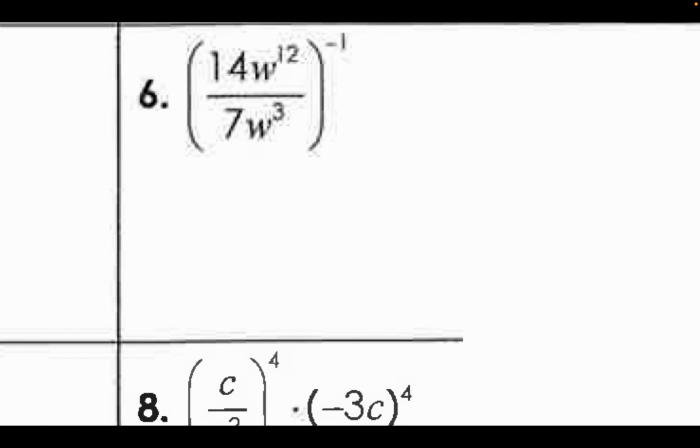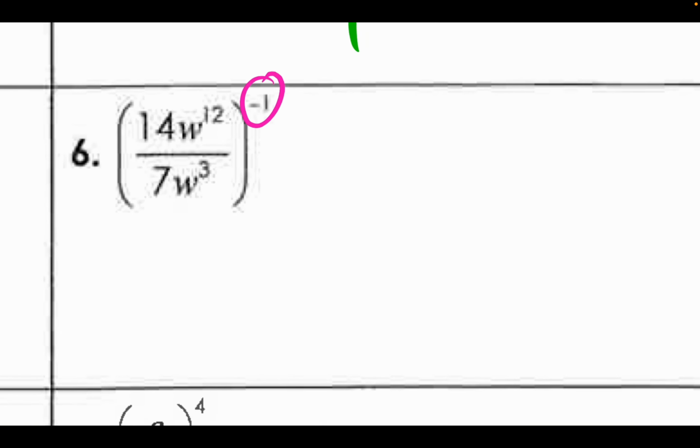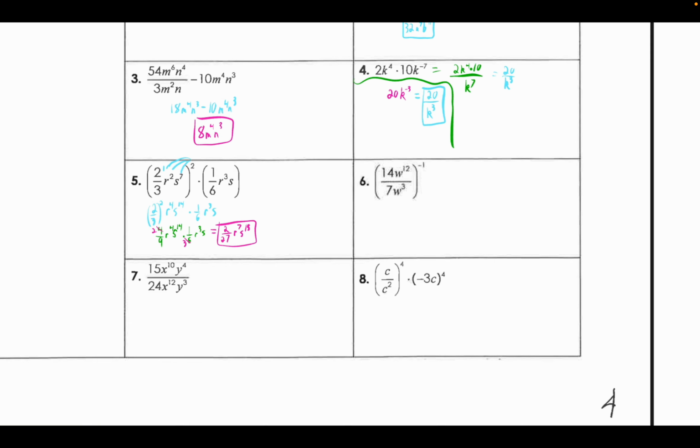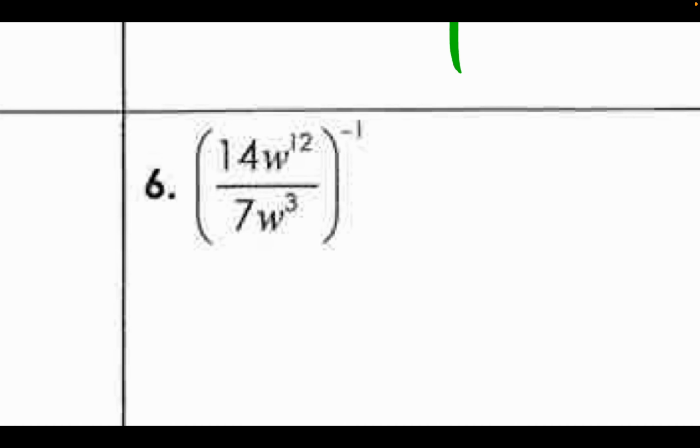Moving on to number 6 here. I have this all being raised to the power of -1. But first I want to check and say, okay, inside, sorry, this is quite grainy here. Inside, I can do some math here. And I could go ahead and apply this -1 to everything first, or my life's going to be a lot easier if I simplify first, rather than simplifying after applying this. So 14 divided by 7 is 2, and 12 minus 3, when we divide those bases, we subtract exponents, gives me w to the 9th.